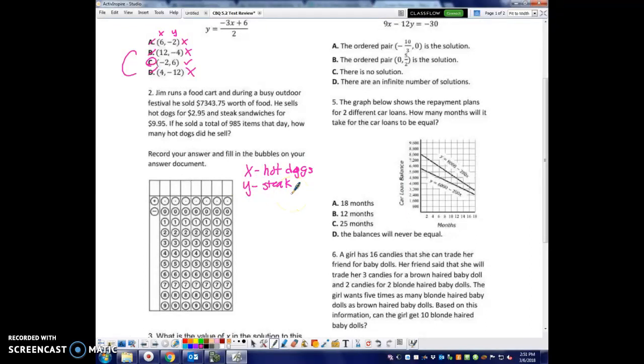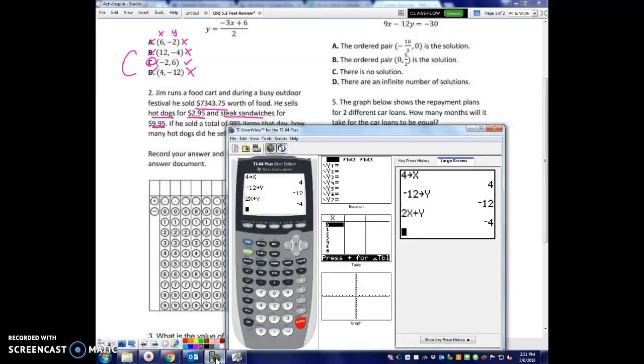Okay, so he sold a total of 985 items that day. So X plus Y equals 985. Okay, now money with money. So he sells hot dogs for this much and steak sandwiches for this much. So this 2.95 for a hot dog plus 9.95 for a steak sandwich gave him a total of this amount. Oops, 75, sorry. Okay, so now we can just use matrix, right? Because it's already set up for us.